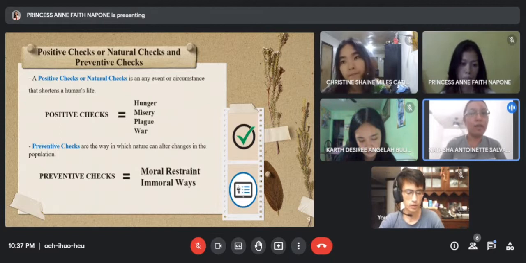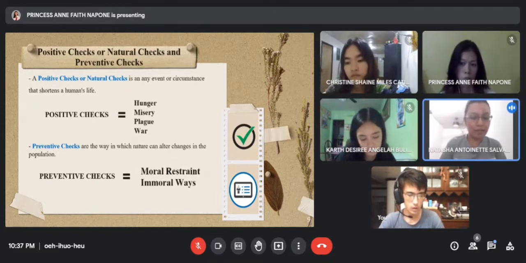So Malthus stated in the book that to correct the imbalance, he suggested using preventive methods to regulate the growth of the population. These processes include family planning, late marriages, and celibacy. Before we proceed to the next slide, let us watch the video for more understanding about the Malthusian theory of population.